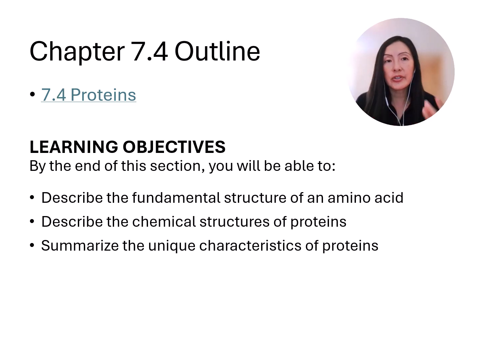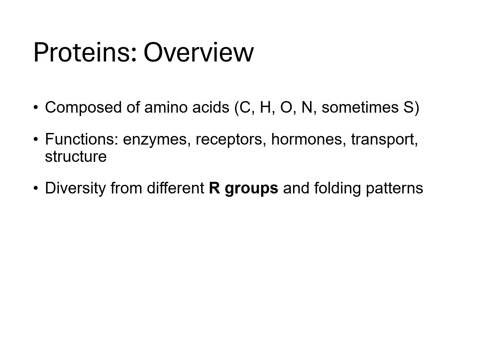All right, our next section is proteins, 7.4. And by the end of this section, you should be able to describe the structure of amino acids, explain protein structure levels, and summarize why proteins are unique. Proteins are built from amino acids, which contain carbon, hydrogen, oxygen, nitrogen, and sometimes sulfur. They act as enzymes, receptors, hormones, transporters, and structural components, and their diversity comes from differences in the amino acid R groups and the way they fold.